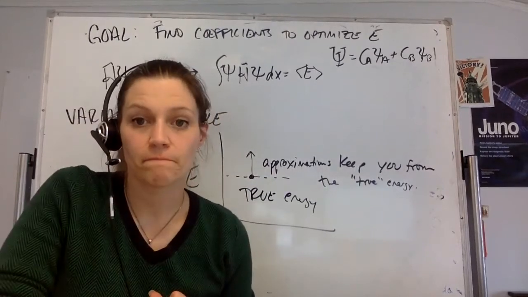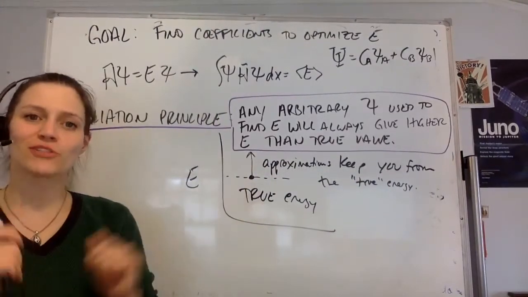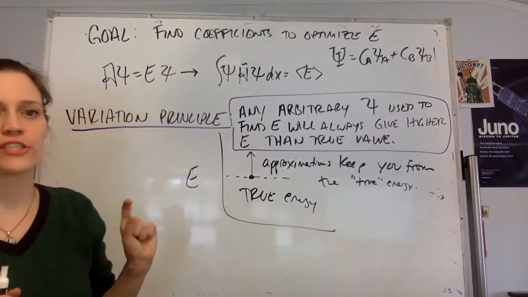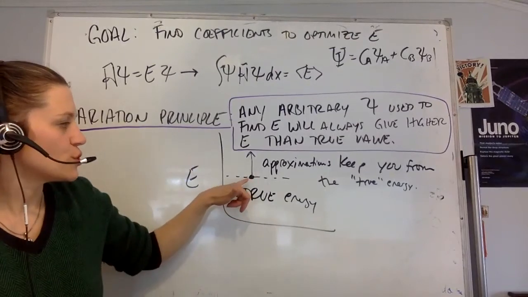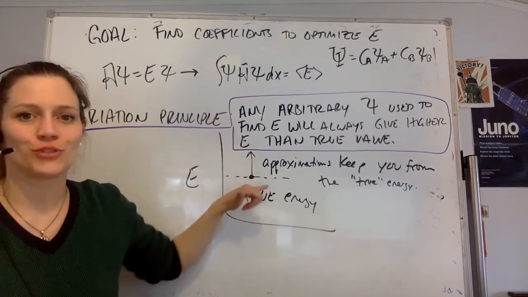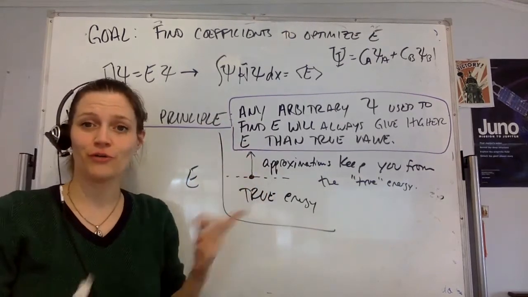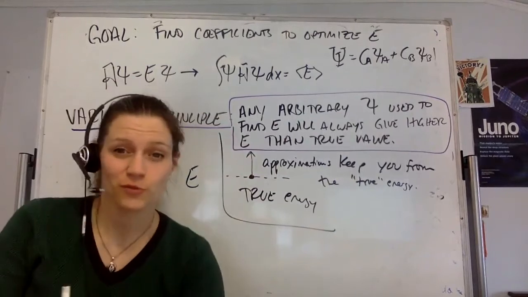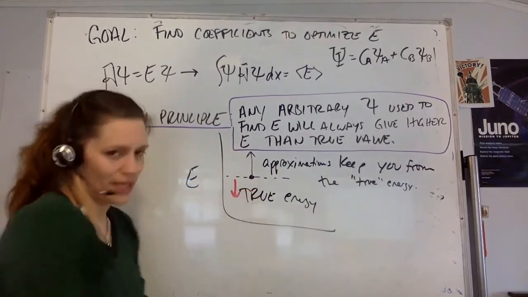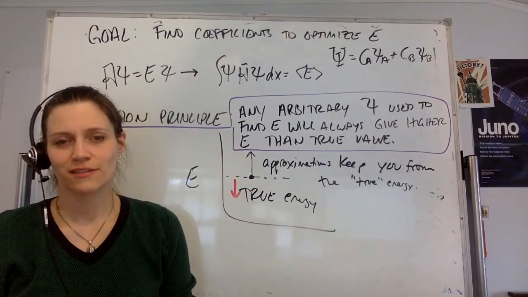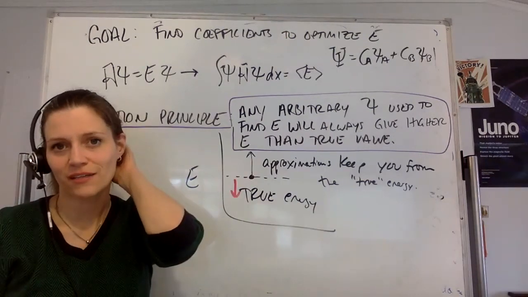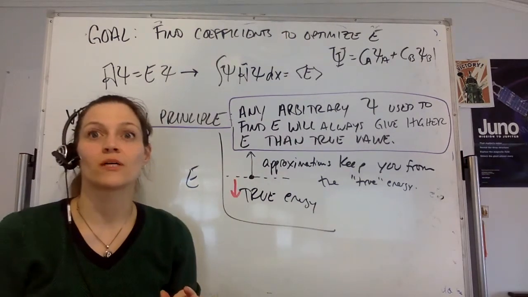The takeaway of this, the variation principle: any arbitrary wave function psi used to find the energy will always give a higher energy than the true value. It really doesn't mean that you're never going to get to the true value. You could pick a wave function that gets you to the true value. What it should be rewritten as is: you will never find a wave function that gives you an energy less than the true energy. What would that mean if it did? Think about that for a second. That's a fantastic exam question. Wink.